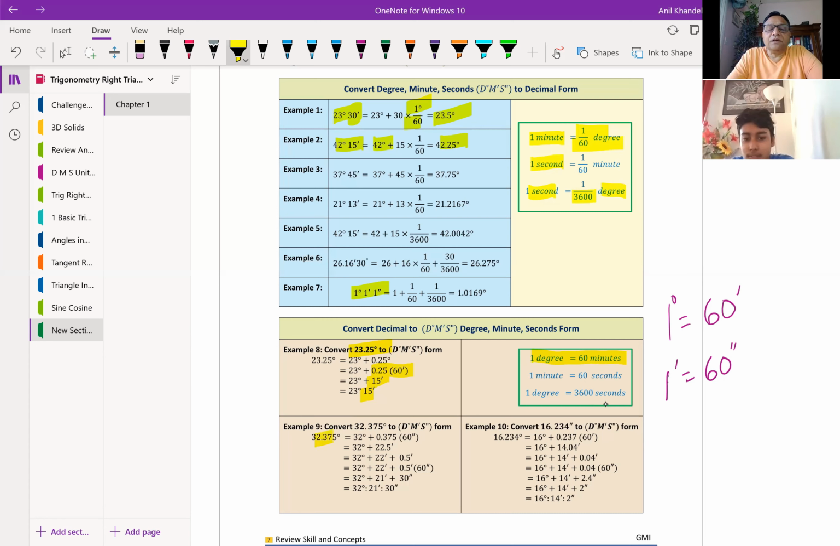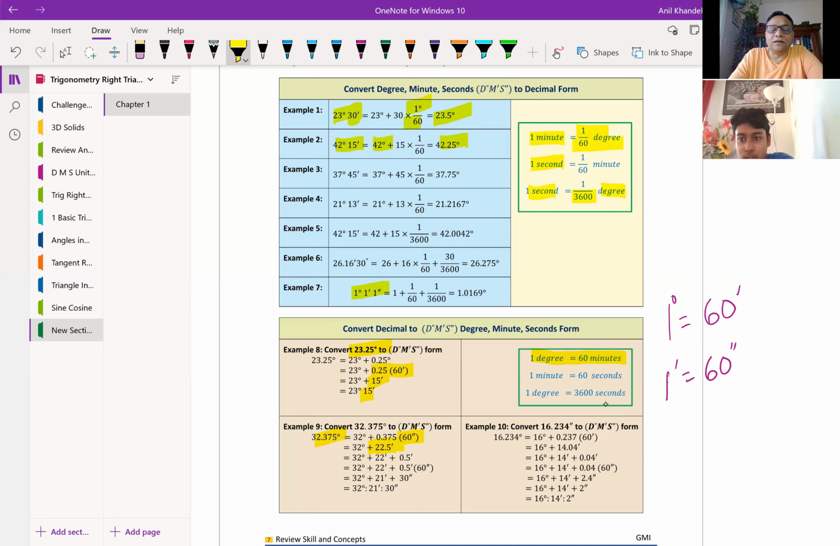Now, sometimes when you multiply, you get a decimal place. For example, in example number 9, we have 32.375 degrees. Now, in this case, if I multiply by 60, I get 22.5, right? We know there are 32 degrees. That is okay. As far as the minutes are concerned, that decimal 0.375 needs to be multiplied by 60. Now, we get 22.5 minutes. That means in minutes also, we get a decimal, 22.5. That means 0.5 should now be converted to seconds, correct? Yes, sir. So we have 22 and a half minutes, meaning 30 seconds.